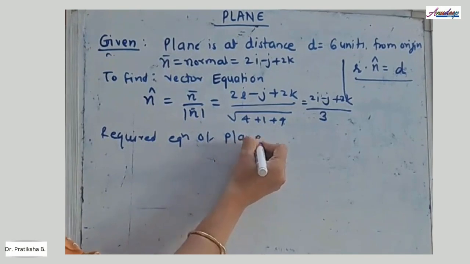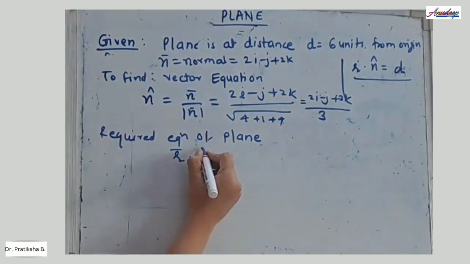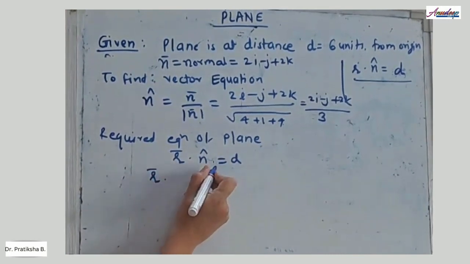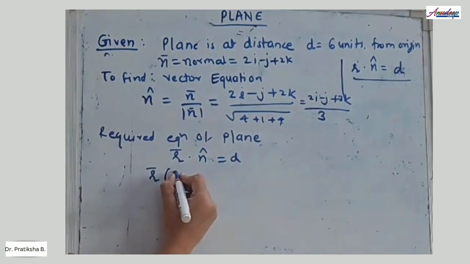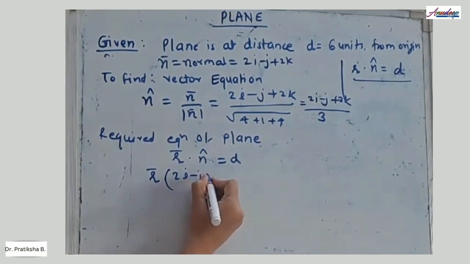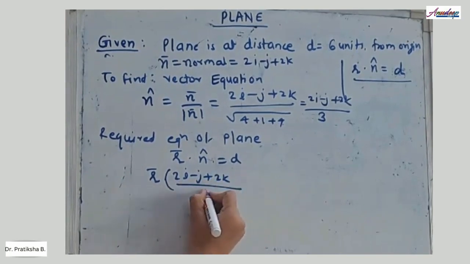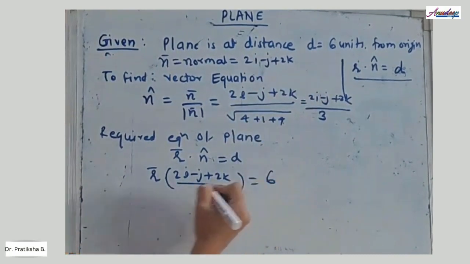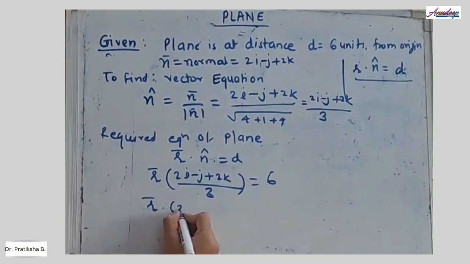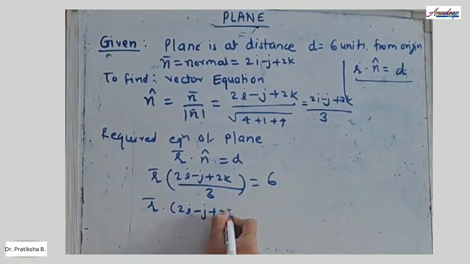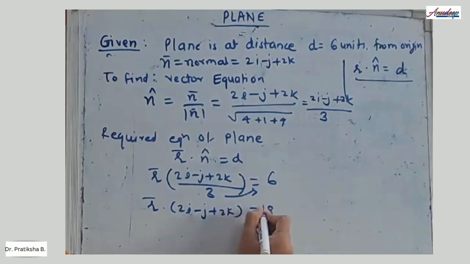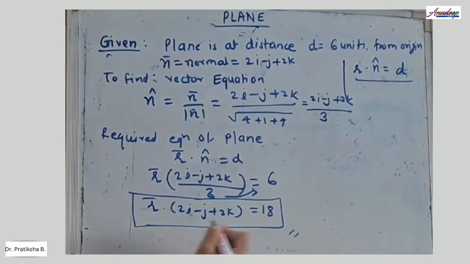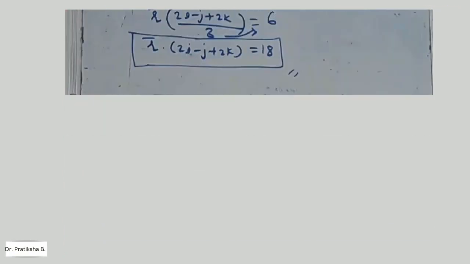And now the required equation of the plane will be r dot n hat equal to d. So r vector as it is, and our n hat, that is 2i minus j plus 2k upon 3, is equal to d, which is 6 units, that is 6. So it is nothing but r dot (2i minus j plus 2k), transferring 3 to the other side, equals 18. This is the required equation of the plane which is 6 units from the origin. This question may be asked for 2 marks.